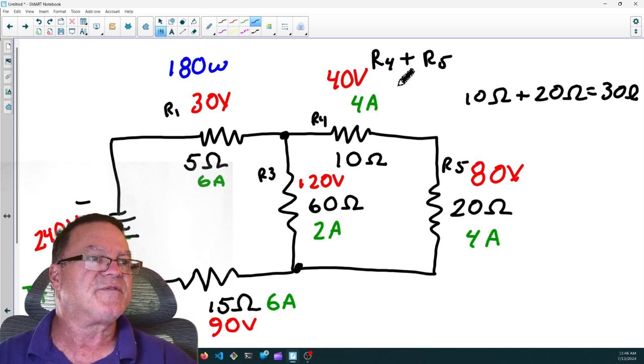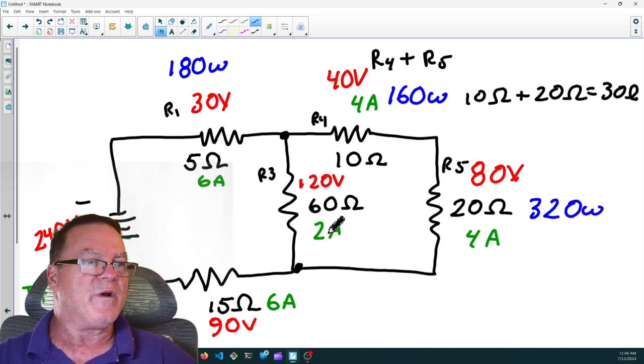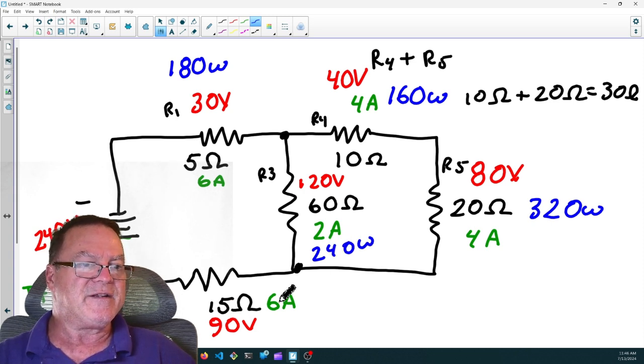So 40 times 4 is 160 watts. And 80 times 4 is 320 watts. And 120 times 2 is 240 watts. And 90 times 6 is 540 watts. Wow, that's a lot. 540 watts.